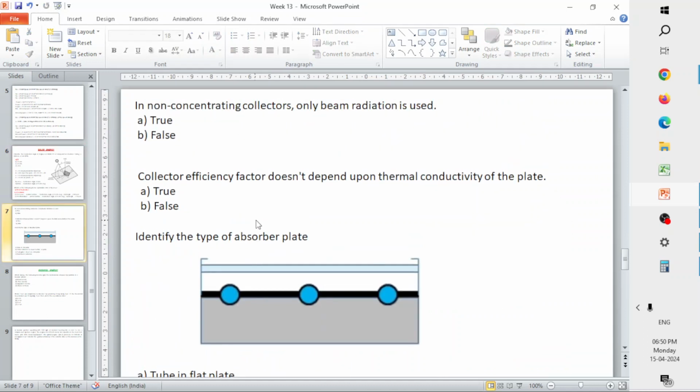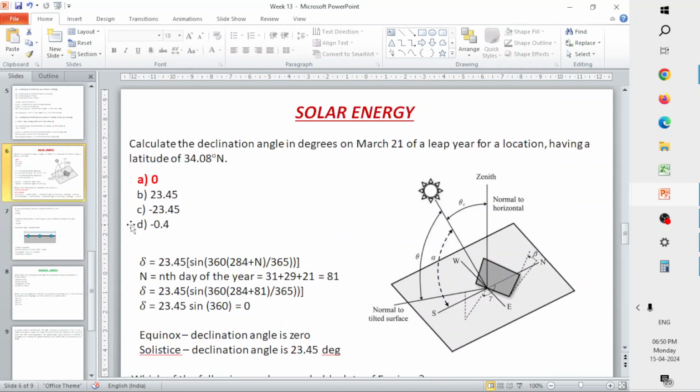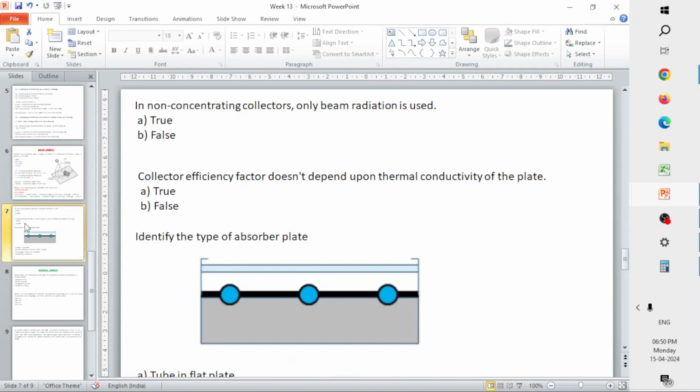Next, what you need to have in mind is the declination angle concept. Once you have that in mind, these questions are just about knowing the facts. Now these are more towards logical ones. In a non-concentrating collector, only beam radiation is used, whether it is true or false. Most of these are similar to what you have solved in the assignment, and I guess this question is from the assignment.